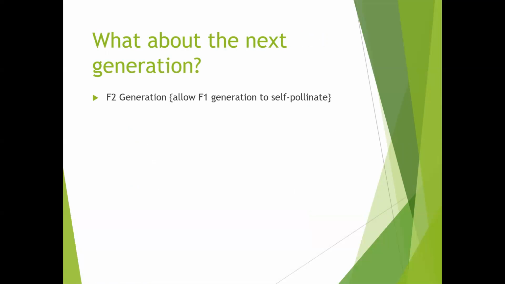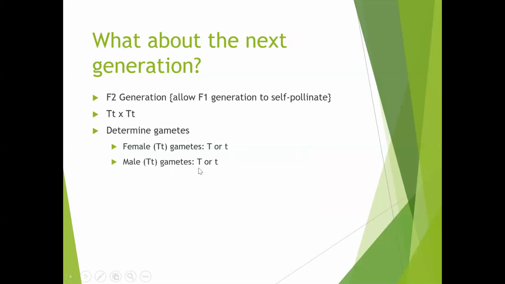So now we're going to cross the F1s, which we saw on the last slide, to create our F2 generation. We're going to do the exact same process. So we're going to take this heterozygous, cross with another heterozygous plant. We're going to determine our gametes. In this case, the female can give a big T or a little t. The male is also going to give a big T or a little t.